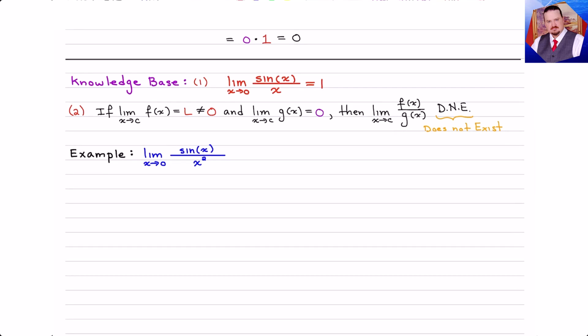Well, again, the first thing you want to do is look at the form. The bottom goes to 0, certainly. The top, again, is going to 0. We have our 0 over 0 form. That's indeterminate, which means you can't tell just by looking at it. And therefore, we need to do some work. We need to do some analysis on it.